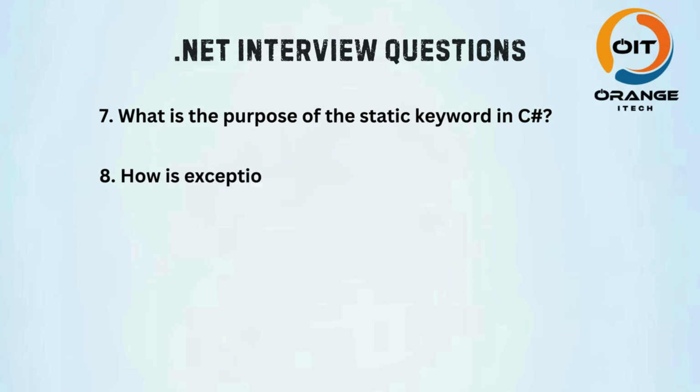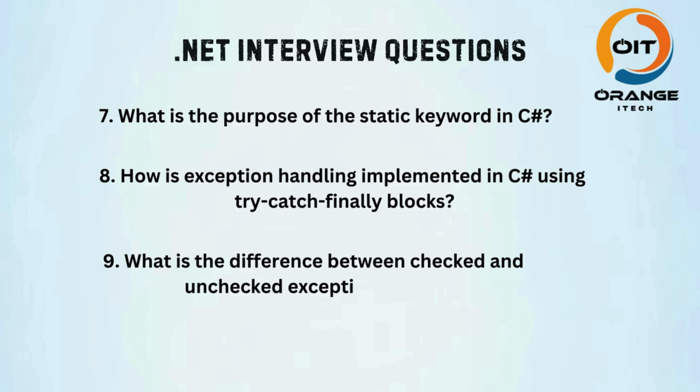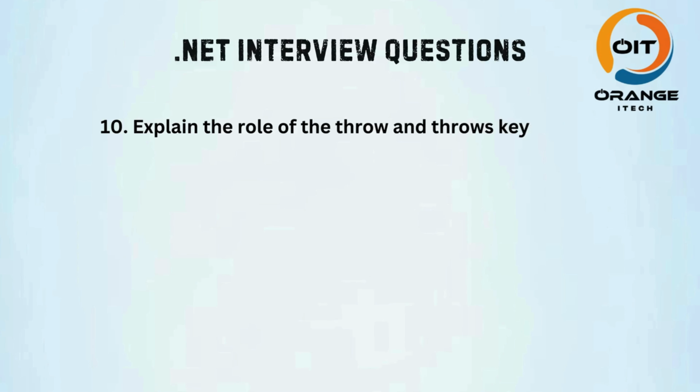How is exception handling implemented in C# using try, catch, finally blocks? What is the difference between checked and unchecked exception in C#? Explain the role of throw and throws keyword in exception handling.